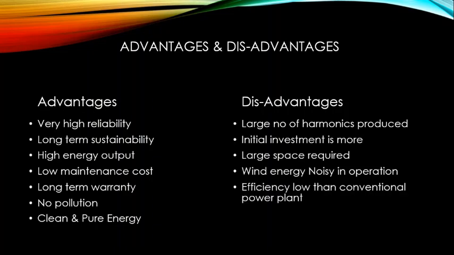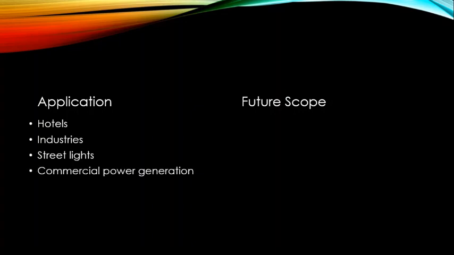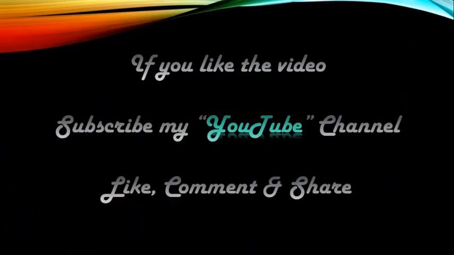Then we will see applications and future scope for solar wind hybrid power plant. Applications are that it is used in hotels, industries, street light and commercial power generation. And future scope for this hybrid power plant is that there will be more efficiency in future and it is widely used in different fields. The conclusion of this presentation is that there are many places in India or in the world where there's total darkness. Therefore, we are convinced to use such technology.